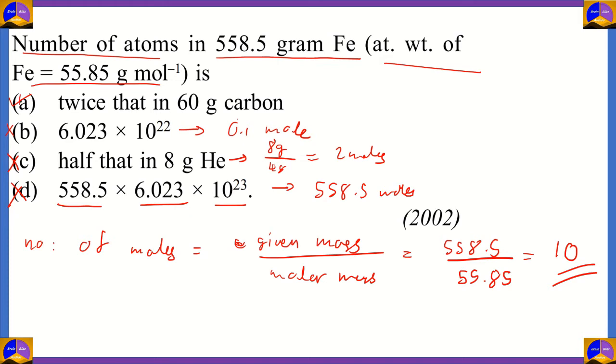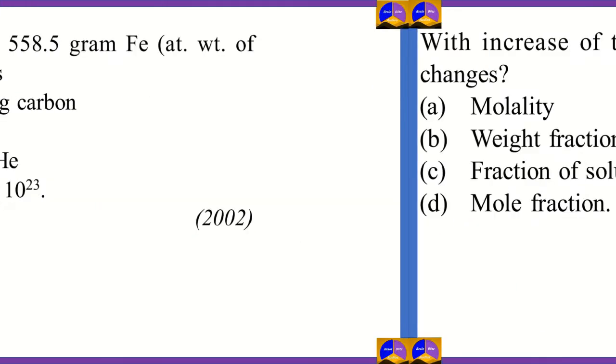The right option is option A, twice that in 60 gram carbon. So if you were to take 60 gram carbon and divide it by its molar mass, which is 12, 60 by 12 is equal to 5 moles, and the number of moles in iron is 10 moles. So therefore it is twice that of the number of atoms found in 60 grams of carbon. So option A is the correct option for this question asked in 2002.